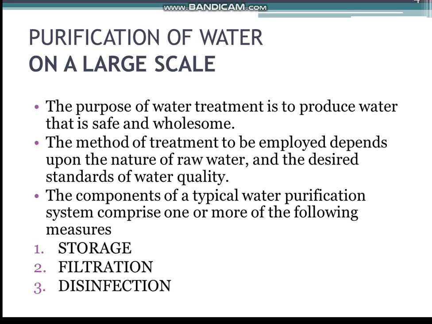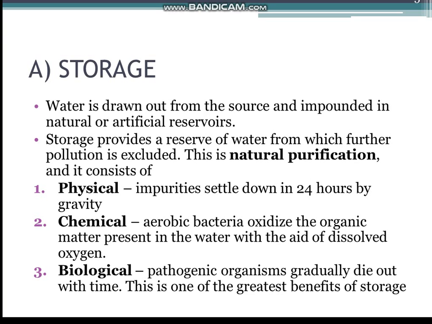The purpose of water treatment is to produce water that is safe and wholesome. The method of treatment to be employed depends upon the nature of raw water and the desired standards of water quality. For example, groundwater, for example wells and springs, may need no treatment other than disinfection. Surface water, for example river water, which tends to be turbid and polluted, requires extensive treatment. The components of a typical water purification system comprise one or more of the following measures: storage, filtration, disinfection.